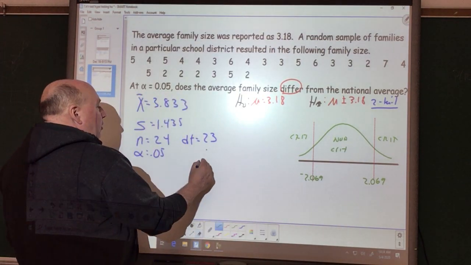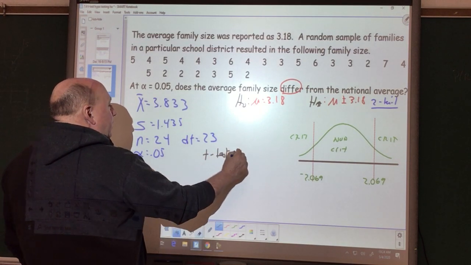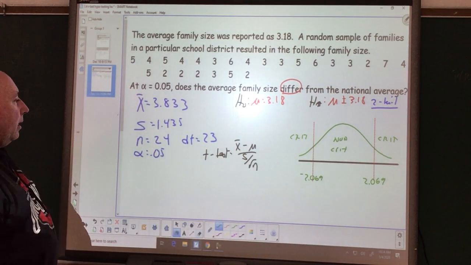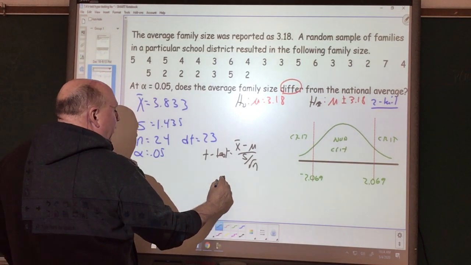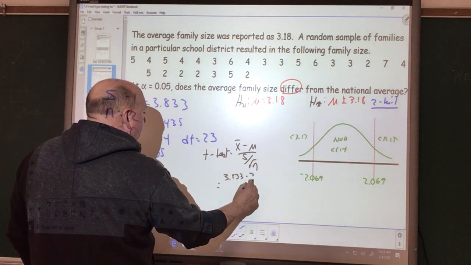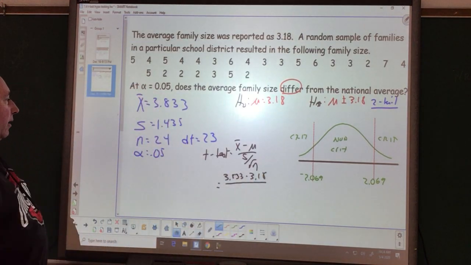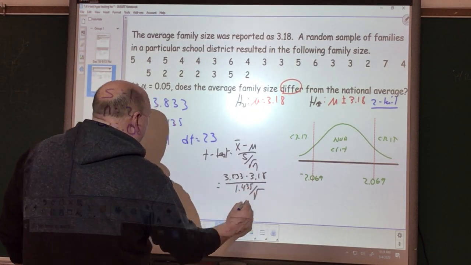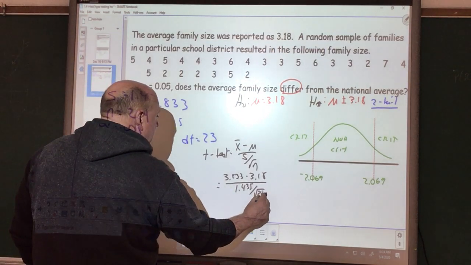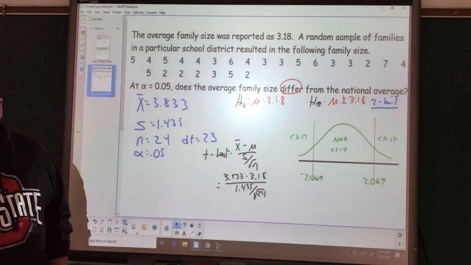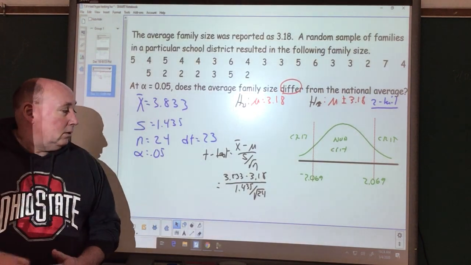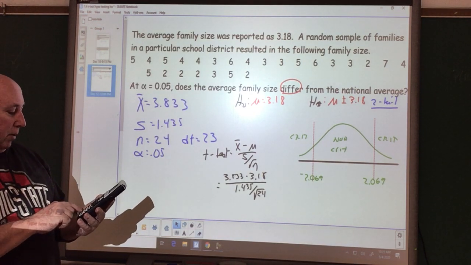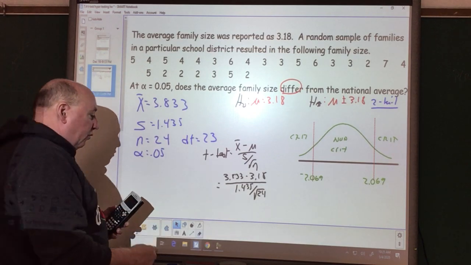We go to our t-test value, which is x bar minus mu divided by standard deviation over the square root of n. 3.833 minus 3.18 divided by our standard deviation 1.435 divided by the square root of 24. 3.833 minus 3.18, you get 0.653.